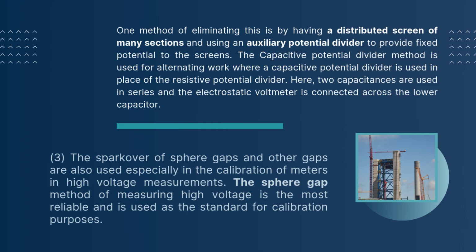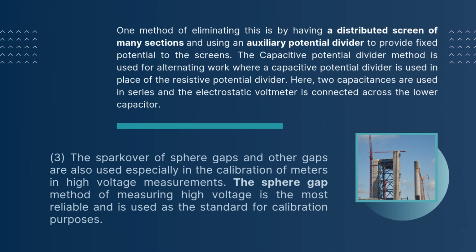The capacitive potential divider method is used for alternating work where a capacitive potential divider is used in place of the resistive potential divider. Here, two capacitances are used in series and the electrostatic voltmeter is connected across the lower capacitor.